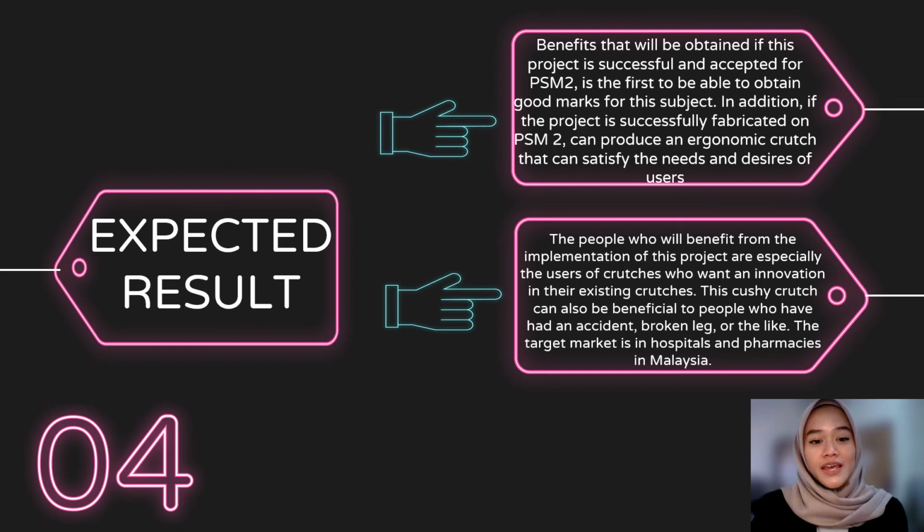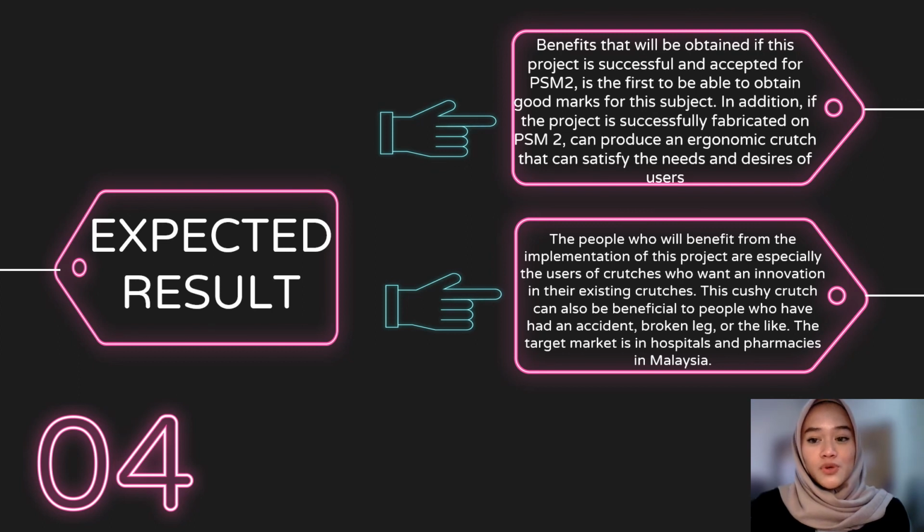We have reached the end of the presentation. After constructing the morphology chart, conceptual design and POF method, the final design was obtained, namely Design 5. Design 5 was chosen because all the criteria found in it can overcome the problem statement and directly achieve the project objectives. Benefits that will be obtained if this project is successful and accepted for Bachelor Degree Project 2 is, first, to be able to obtain good marks for this subject.